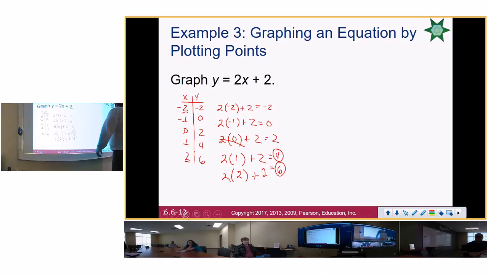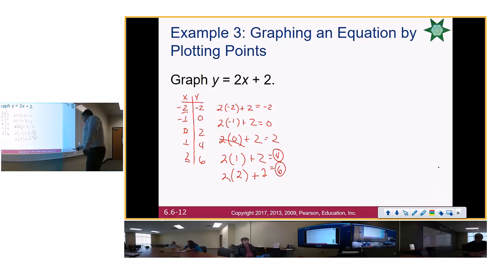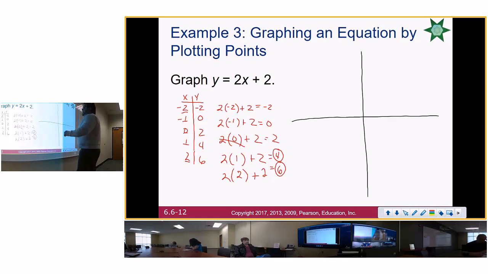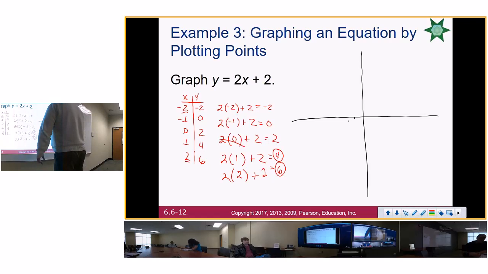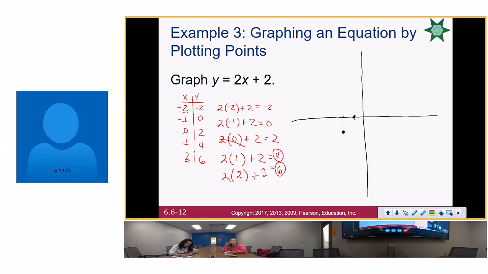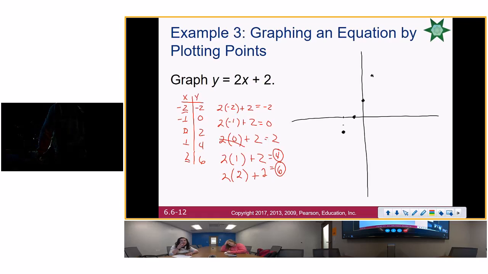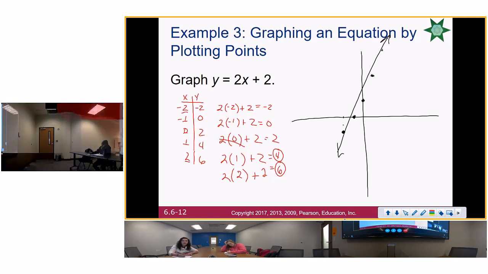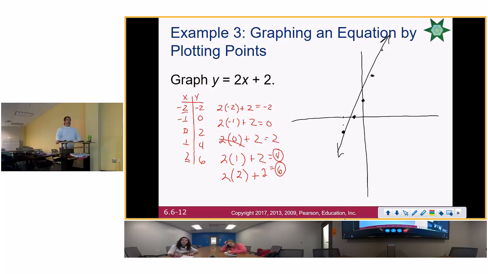I don't know why this thing defaults to red. Nobody writes in red. And you plot -2, -2. -1, 0. 0, 2. 1 and 4. And 2 and 6. And basically, my line's not straight, but you can connect the dots. That's why it's kind of nice to have some graph paper in your notes at this time, so you can actually graph the points.